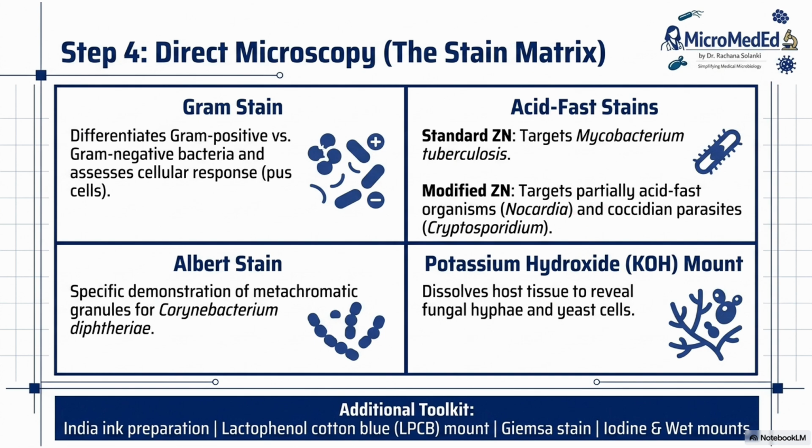These all are useful for bacteria and fungus, not for viruses. Okay, understand this thing. Iodine in wet mount is for parasite. Gram stain is also for parasite.